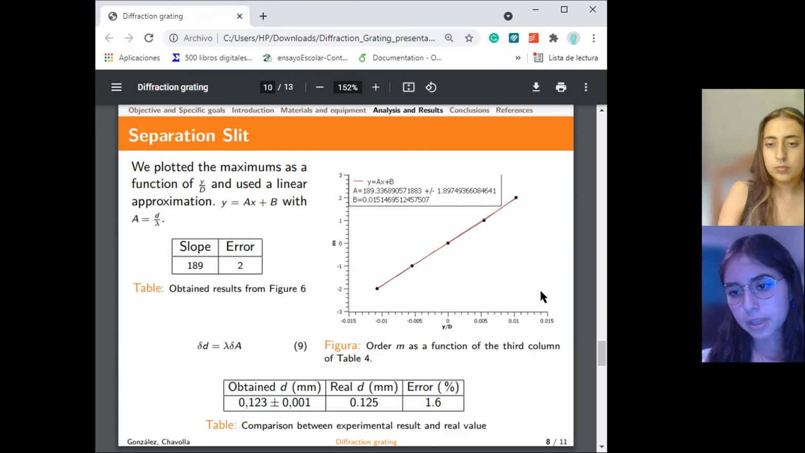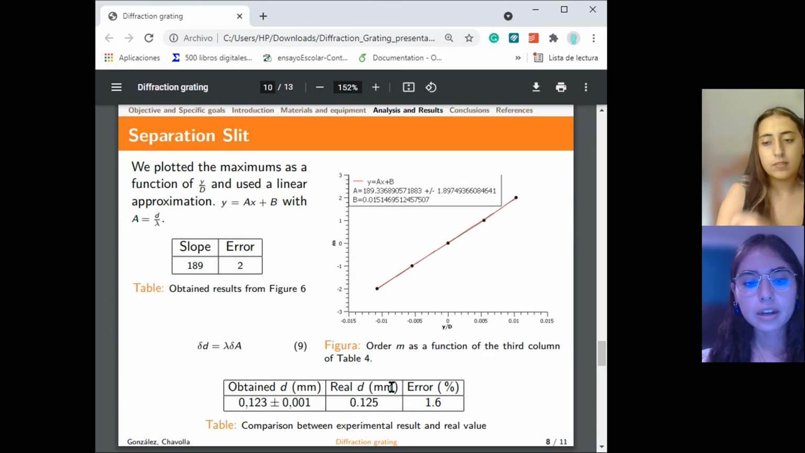Here in this figure we can see the values plotted and the linear adjustment. We obtain a slope of 189 with an error of 2. Then, using the slope, we obtain the value of the separation between slits, which was 0.123 plus minus 0.001 millimeters. We obtain the error associated with this equation, and we compare this value with the real one, which was 0.125 millimeters, and we obtain an error of 1.6%.